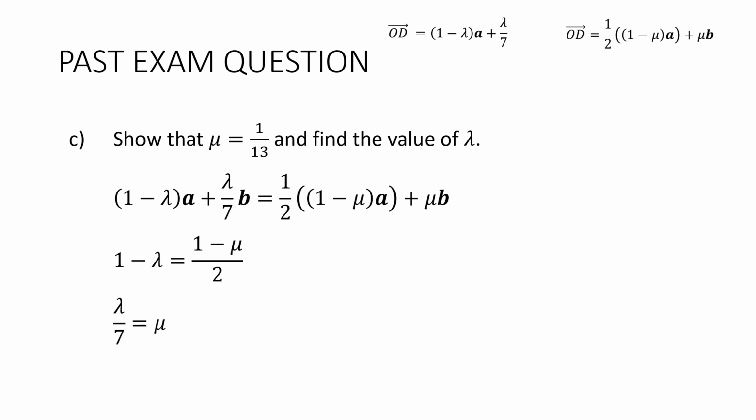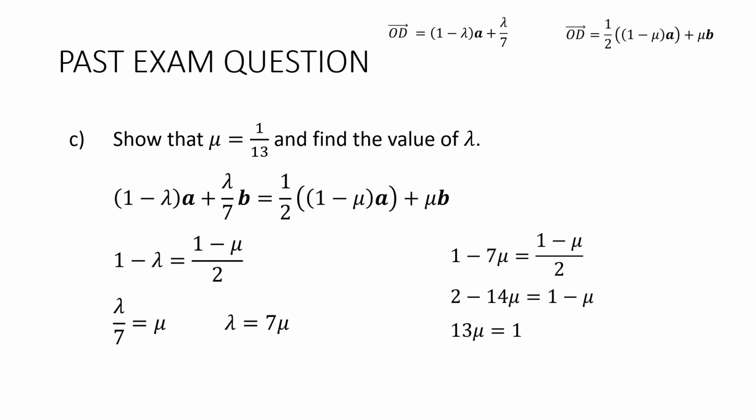Now we want to find mu, so let's eliminate lambda. Substituting that in here and tidying it up, we end up with mu is equal to 1 on 13, and then putting that back into here, lambda must be equal to 7 on 13.